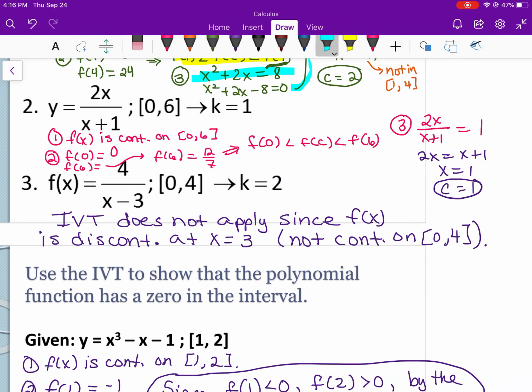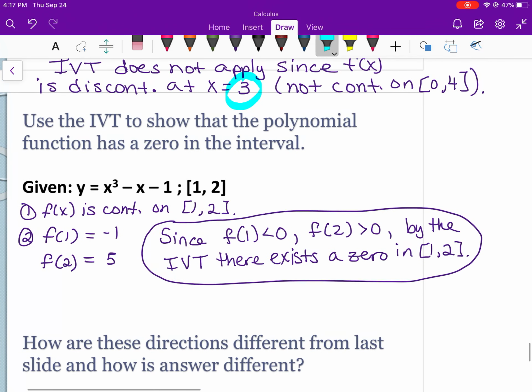On number 3, you have to be careful and not fall into the trap. This one is discontinuous at x equals 3. It's non-removable. It's a vertical asymptote, and 3 is actually in that interval. So because you don't have continuity, you can't apply the IVT.